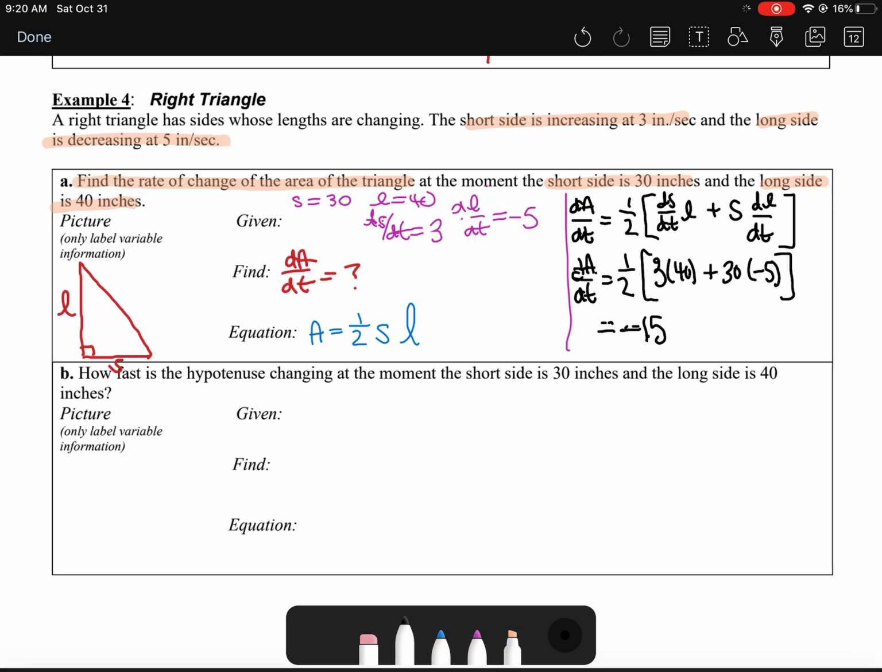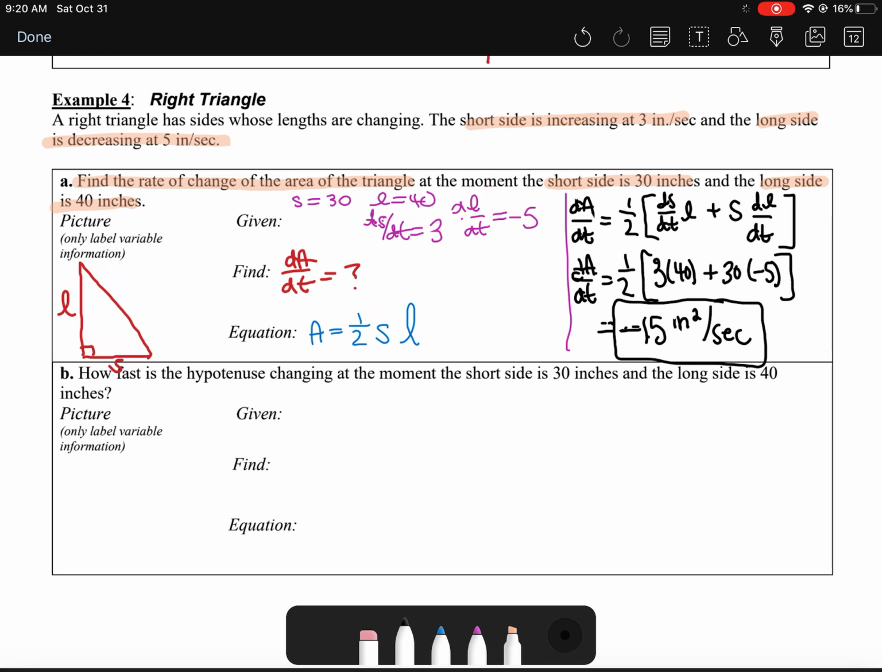And again, a label is important. So we're talking about inches per second, and then we're finding the area. So it's inches squared per second. If I were to formally write this, I would say the area of the triangle is decreasing at a rate of 15 square inches per second when the short side is 30 and the long side is 40.